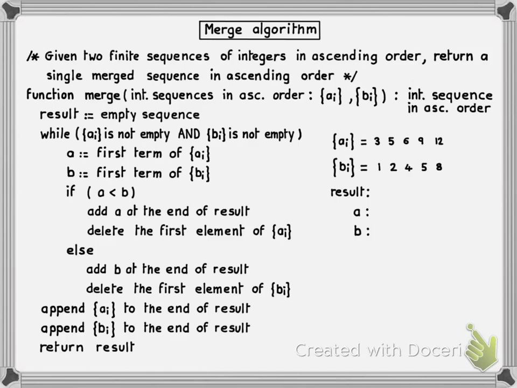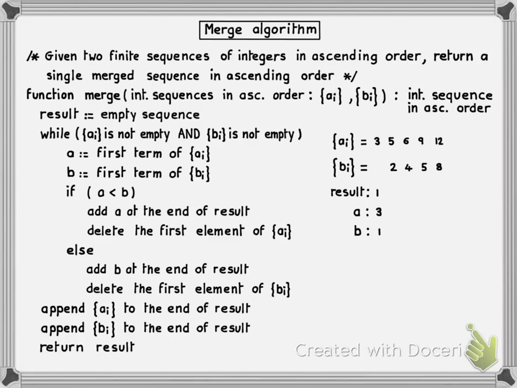Since neither one of these sequences is empty, we are going to compare the first element of the first sequence, which is 3, to the first element of the second sequence, which is 1. Since 3 is not less than 1, we're going to execute the else block, which means we're going to add b to the end of the result sequence, and we're going to delete b, which is 1, from this sequence since we just finished processing it.